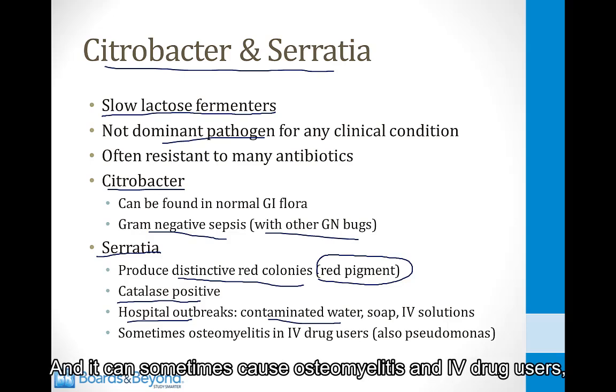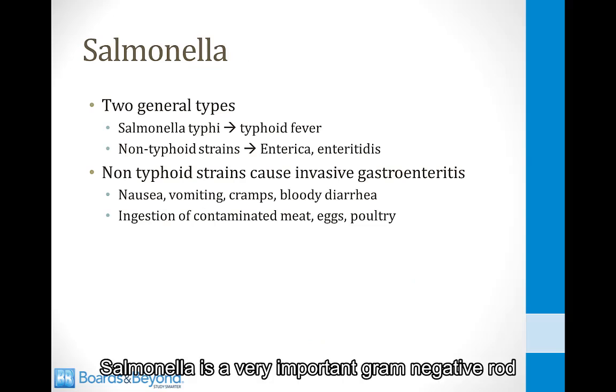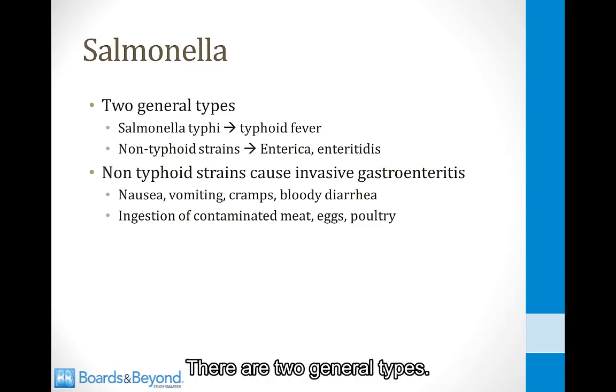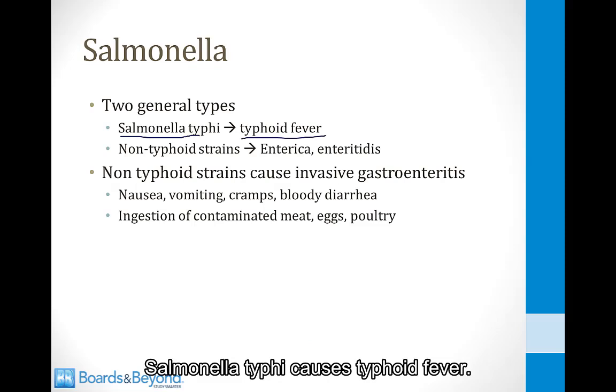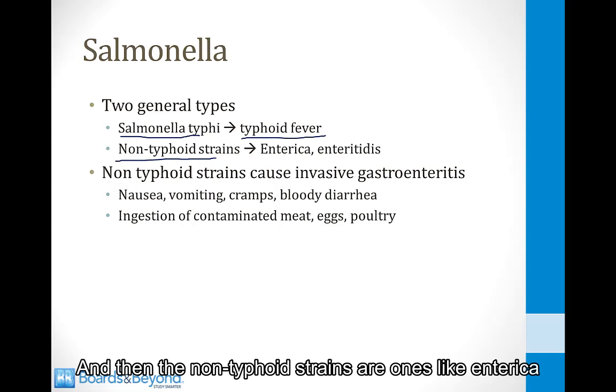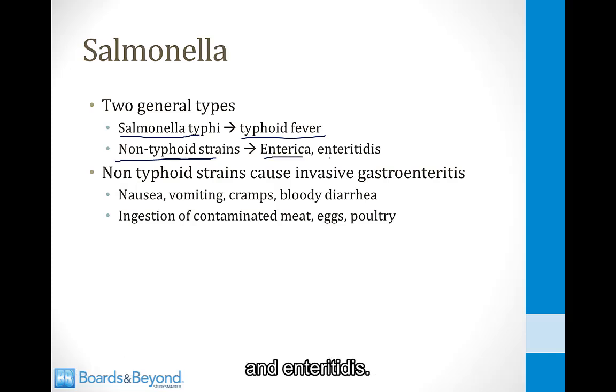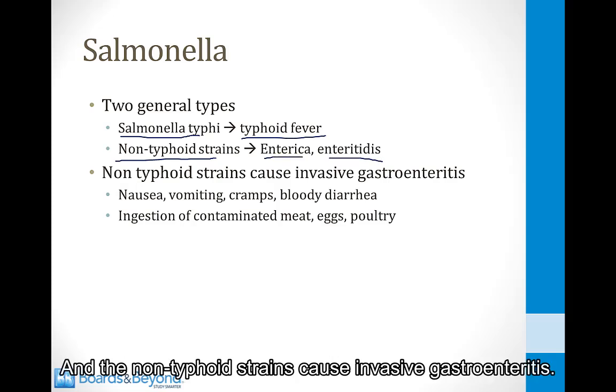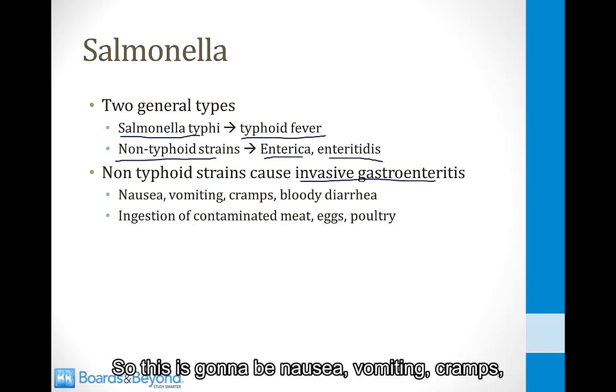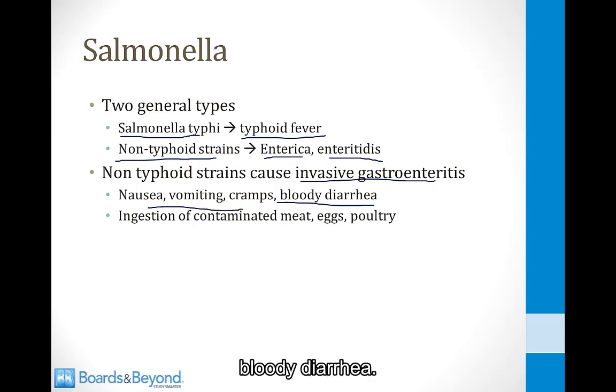And it can sometimes cause osteomyelitis in IV drug users, so can Pseudomonas. Salmonella is a very important gram-negative rod to know about. There are two general types. Salmonella typhi causes typhoid fever, and then the non-typhoidal strains are ones like Enterica and Enteritidis. And the non-typhoidal strains cause invasive gastroenteritis. So this is going to be nausea, vomiting, cramps, bloody diarrhea.